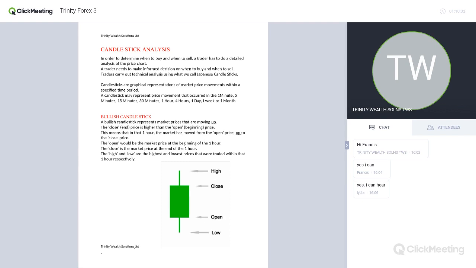We are saying candlesticks are graphical representations of market price movements within a specified time period. All right. So we use the candlesticks to tell us how the price moved during this period of time. A candlestick may represent price movement that occurred in 1 minute, 5 minutes, 15 minutes, 30 minutes, or even 1 hour, 4 hours, 1 day, 1 week, or 1 month. You just select the time frame you're comfortable with.